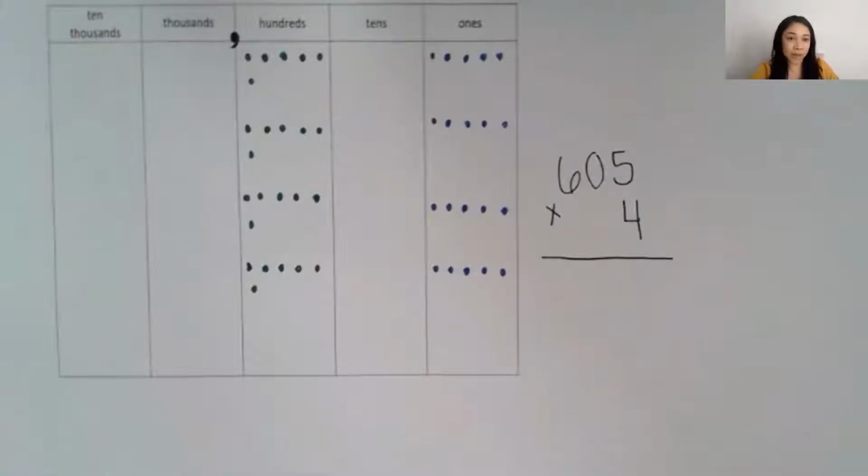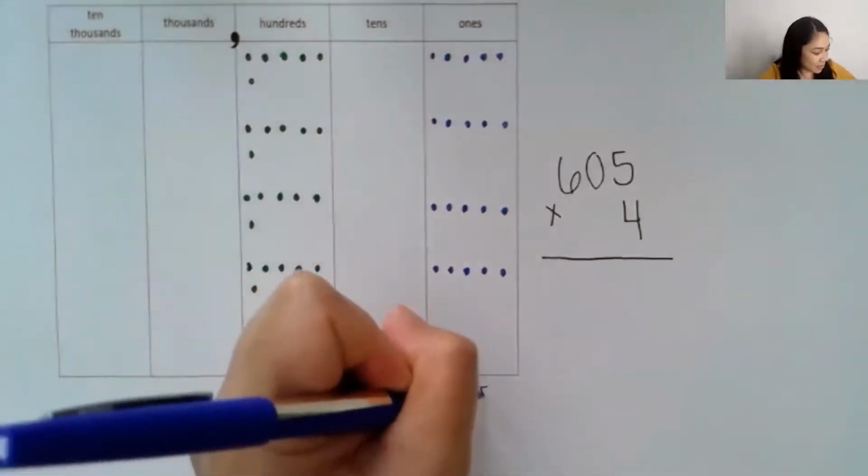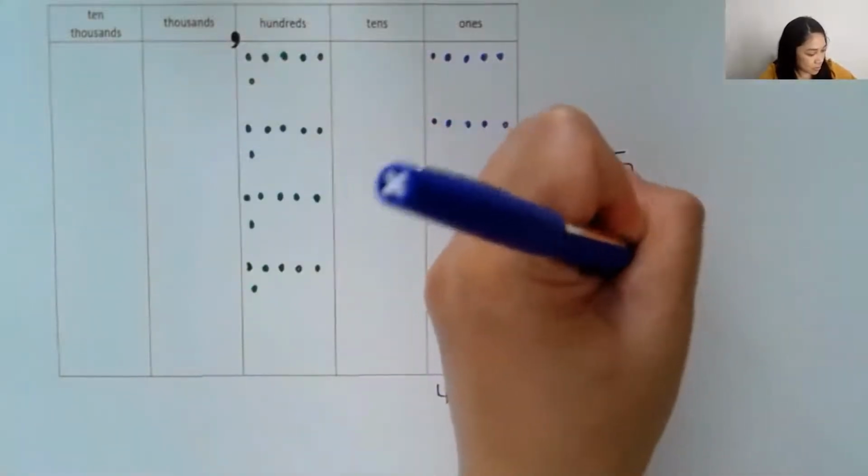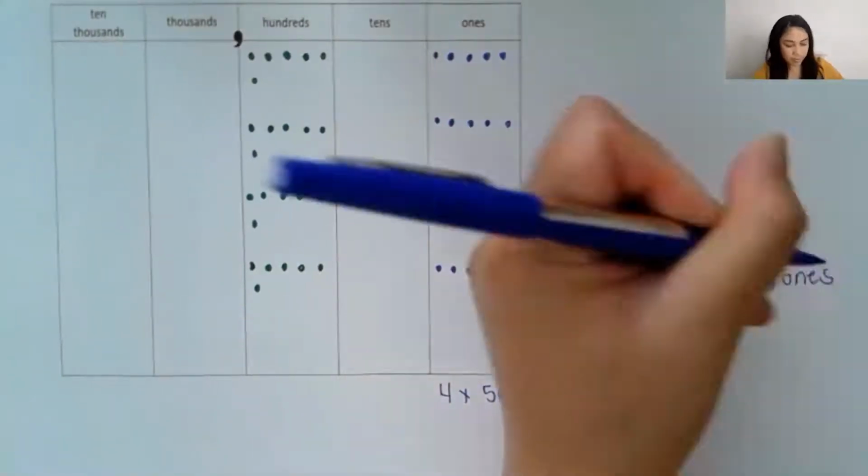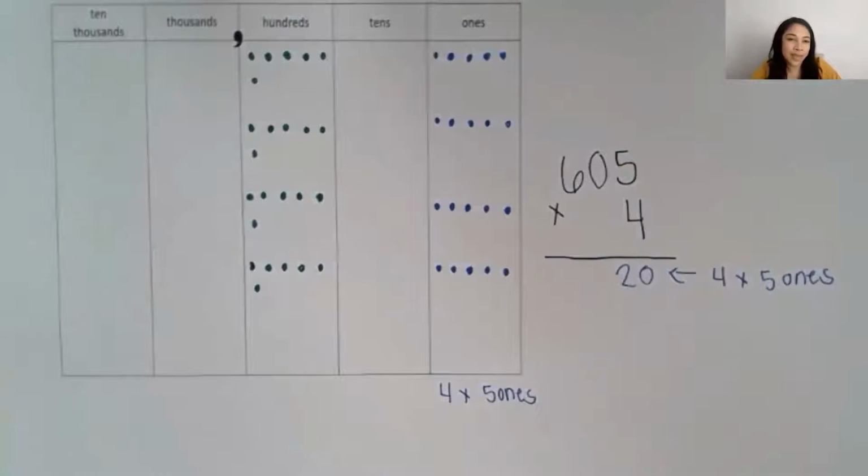Let's now look at the ones column. What's the value of the digits in the ones column? 4 times 5 ones equals 20 ones, and that equals 20. You can see the value of the tens here. The value of the tens is 4 times 0 tens, and that equals 0 tens. It won't add any value to our product, so I'm not going to record it.